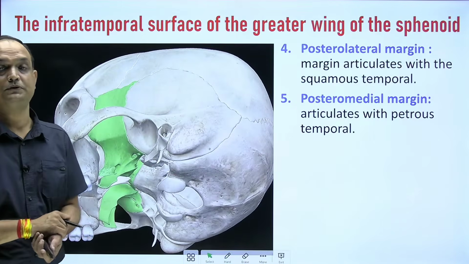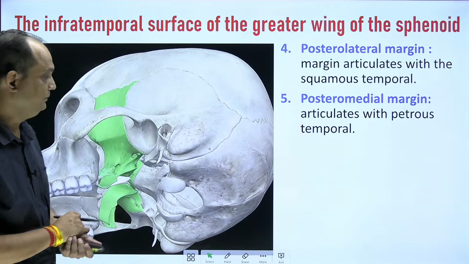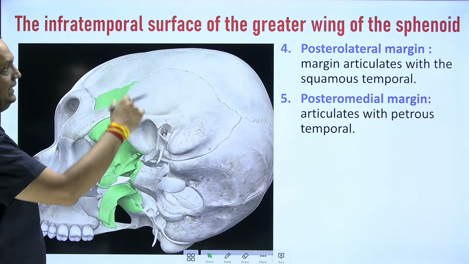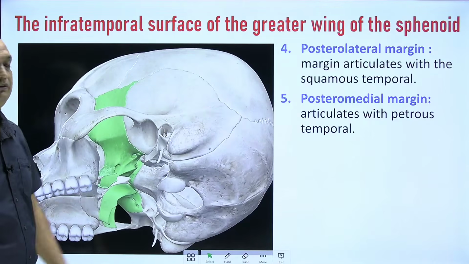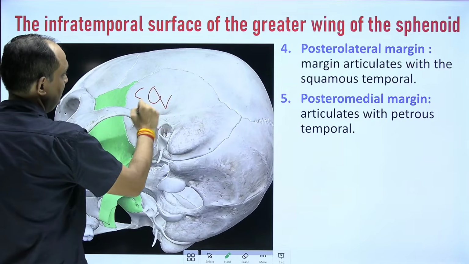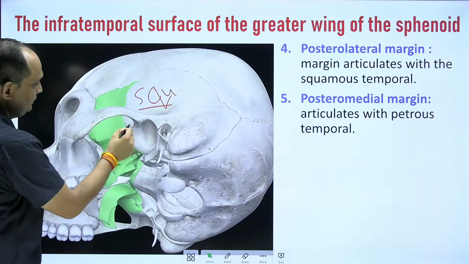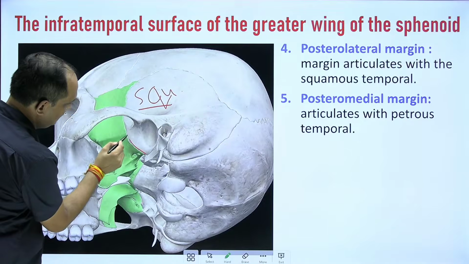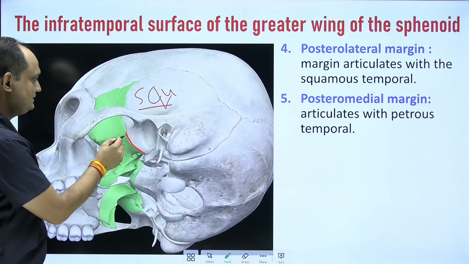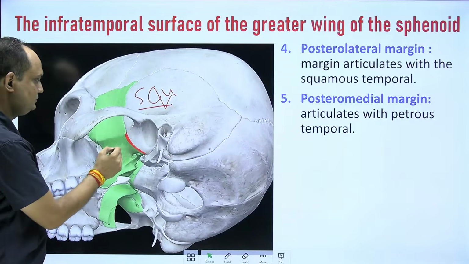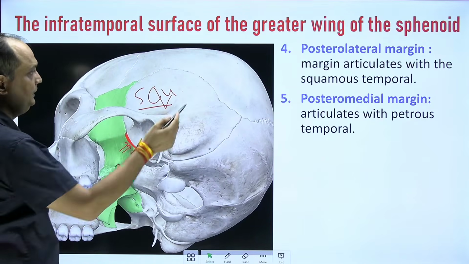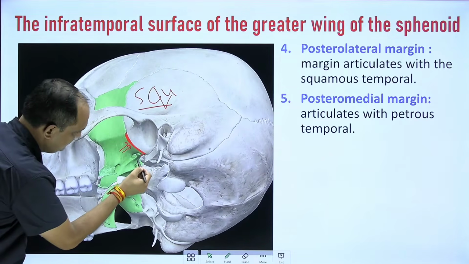Now, what are the two posterior boundaries? Posterolateral and posteromedial. In this image, if you see the norma basalis, the posterolateral margin articulates with the squamous part of the temporal bone. So, this is your squamous part of temporal bone. Clear? Now, this squamous part of the temporal bone is articulating here with the sphenoid bone. So, this line of the joint is showing the posterolateral margin. Now, where is the posteromedial margin?